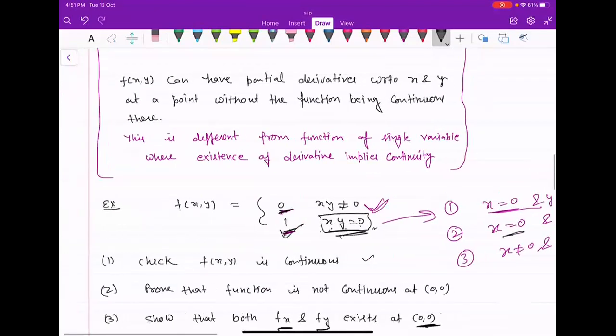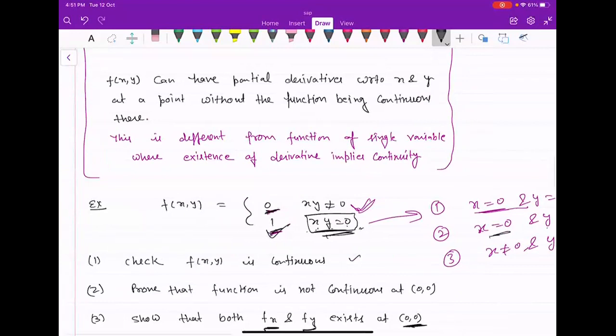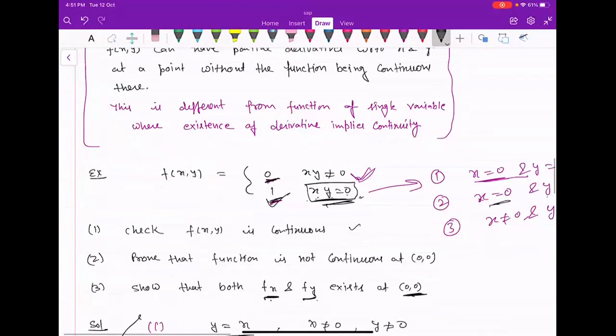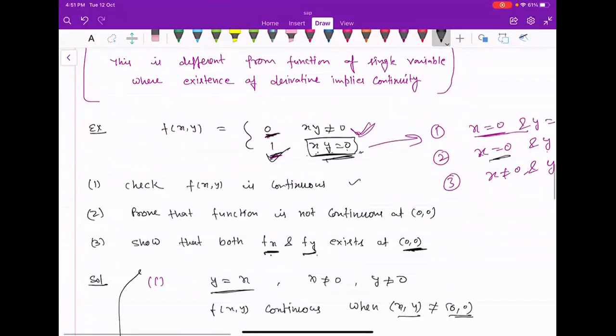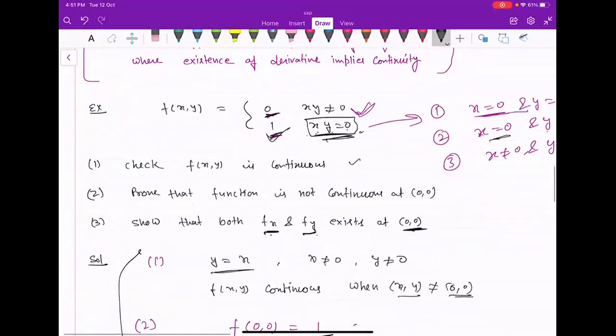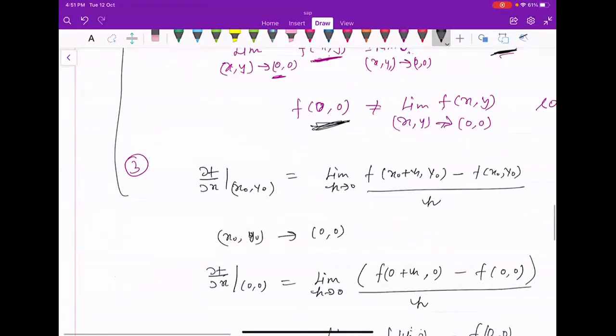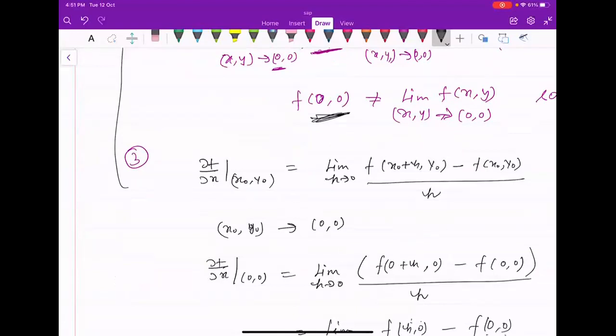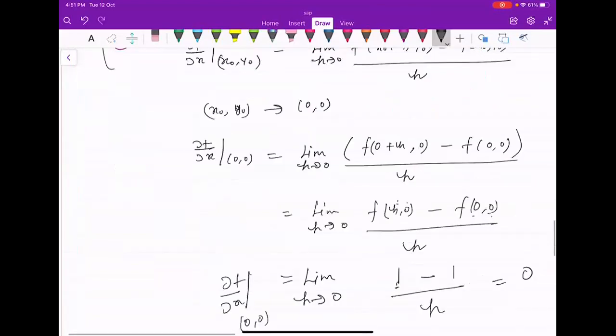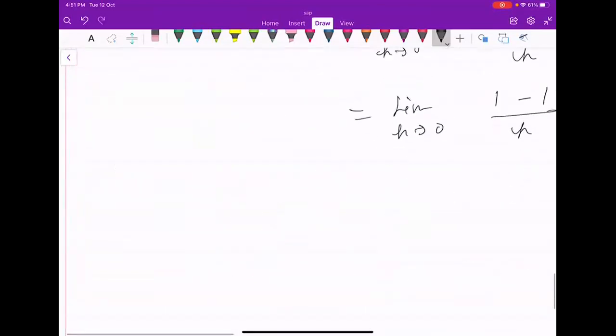So this is one of the examples where partial derivatives exist but the function is not continuous. You will get several examples where partial derivatives exist and the function is also continuous. Obviously there are very few examples where you will find this kind of situation. Now we are going to discuss what is the surety that the partial derivative exists and the function is also continuous. For that I'm going to write a result.